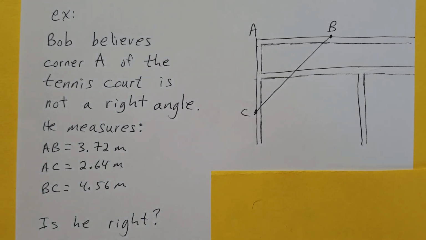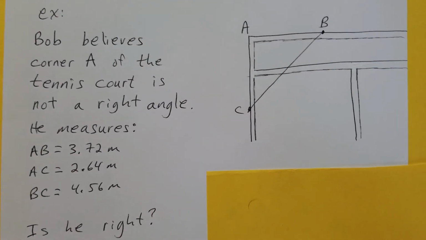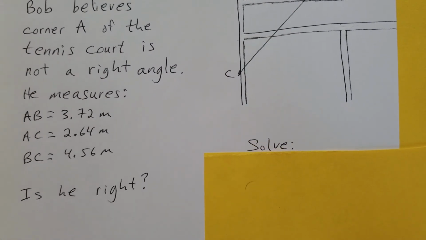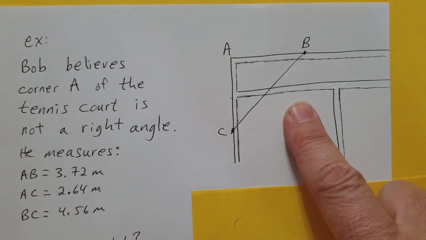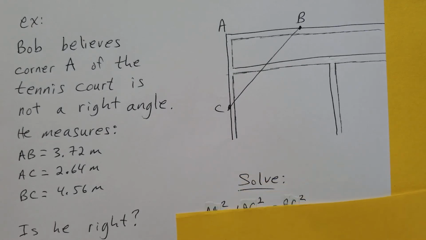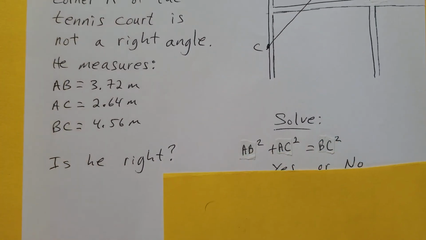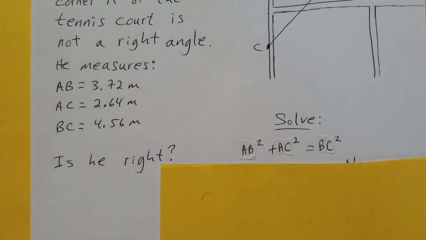Is he right? Well, again, you're supposed to see a right triangle problem. Except here, we have all three sides, and we would like to know if angle A is a right angle. Well, if it's a right angle, then this would be a right triangle. And if it's a right triangle, then this would be true. AB squared plus AC squared is equal to BC squared. Those are the sides of the triangle.